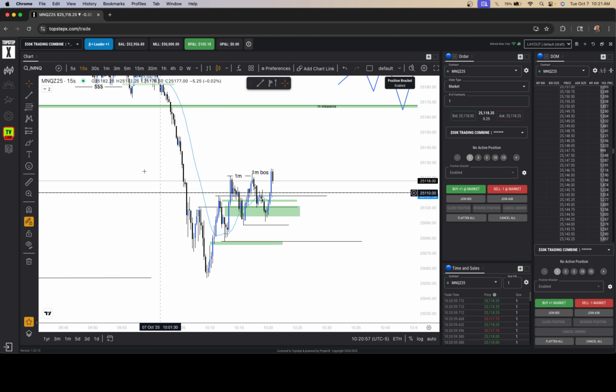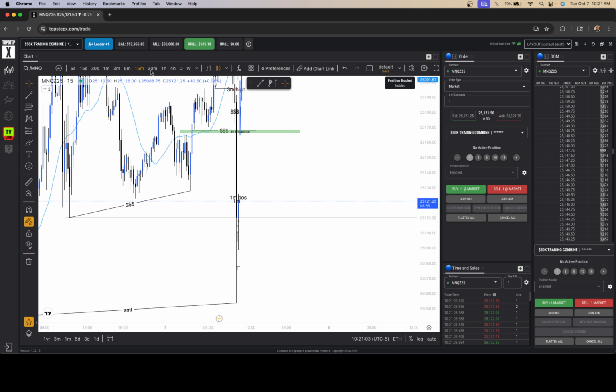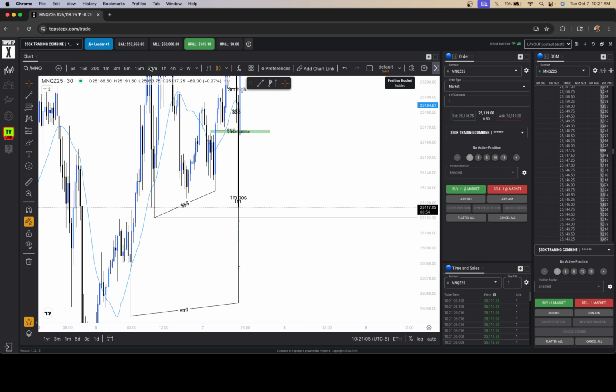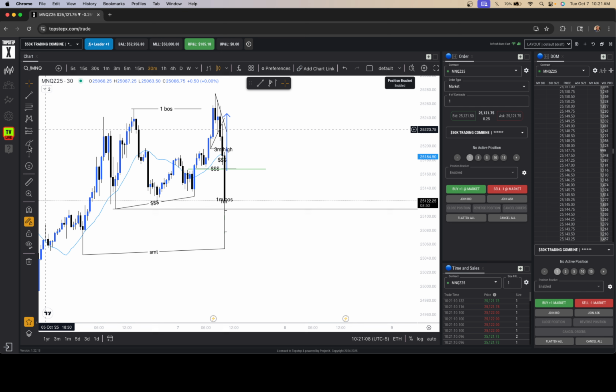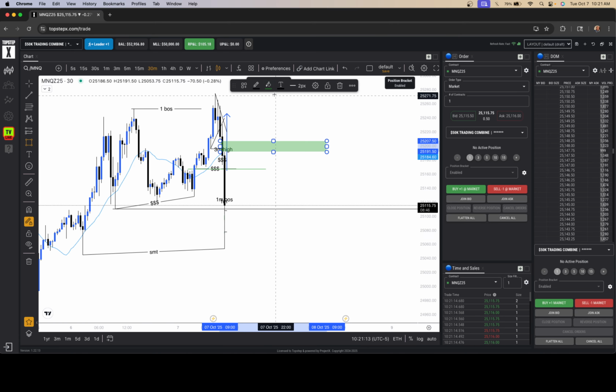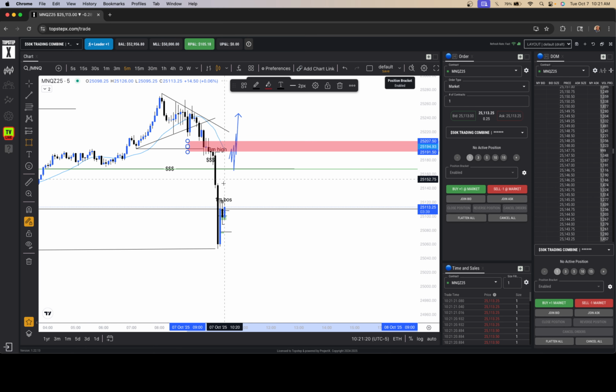I know we're gonna get a lot of rejections inside of this imbalance, so I'm just being very cautious. We have a huge imbalance right here. Looking at the 15-minute, no imbalance on the 15-minute. There is an imbalance on the 5-minute. 2 5-minute imbalances right here.